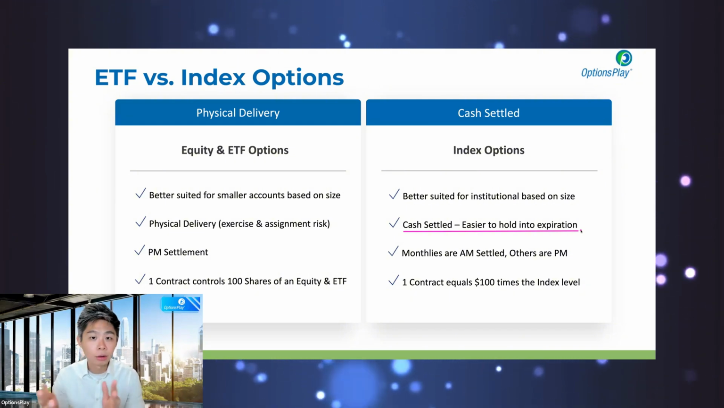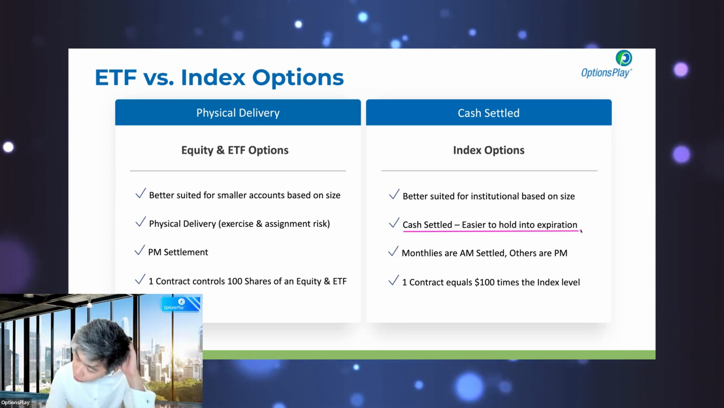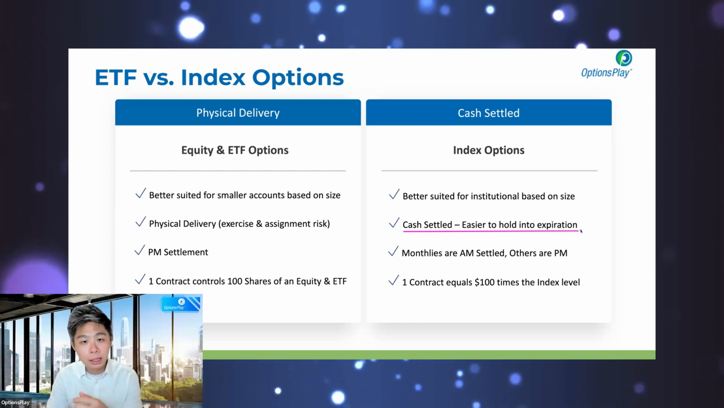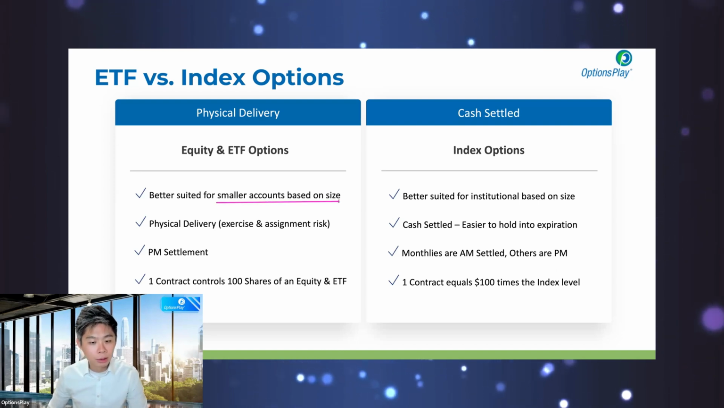If you're trading with an account under $50,000, you generally want to look at SPY and QQQ because they provide the same liquidity and depth as SPX and NDX, but they're simply better suited for smaller account sizes.